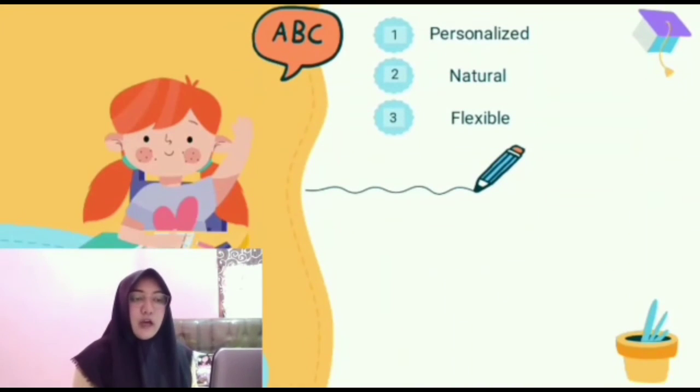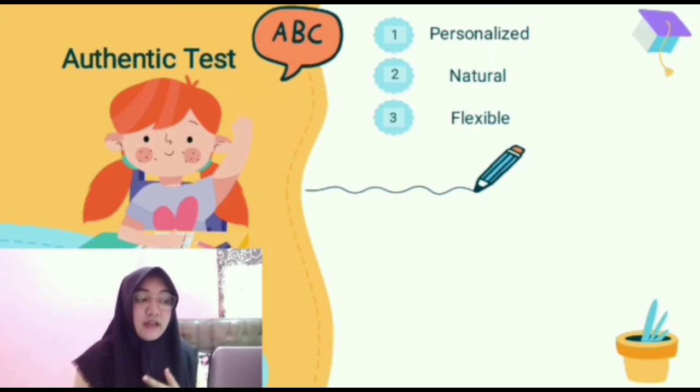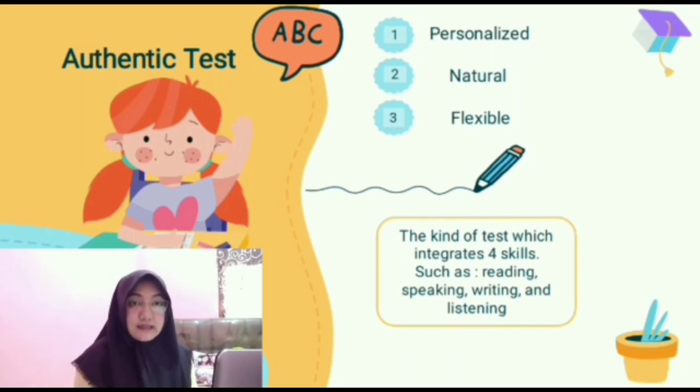Meanwhile, the authentic test is personalized, natural, and flexible, relevant to the student's level of difficulty, skills, and also abilities. And so we can conclude that an authentic test is the kind of test which integrates four skills such as reading, speaking, writing, and listening. And usually, the authentic test is made based on the context.